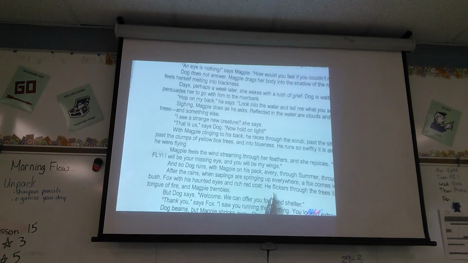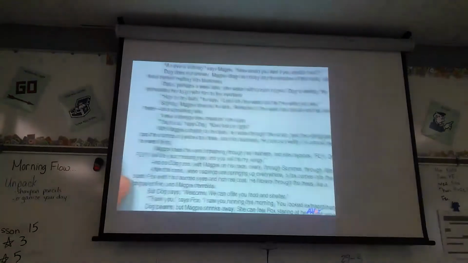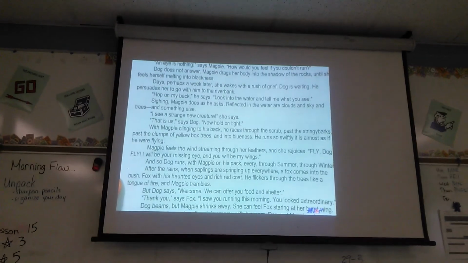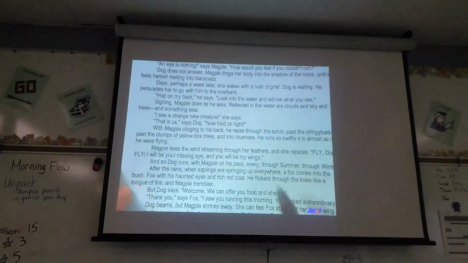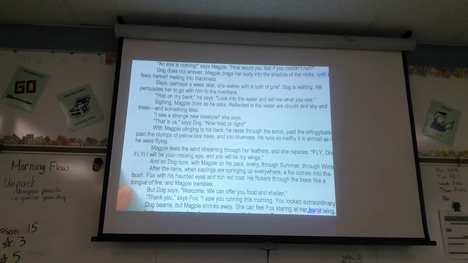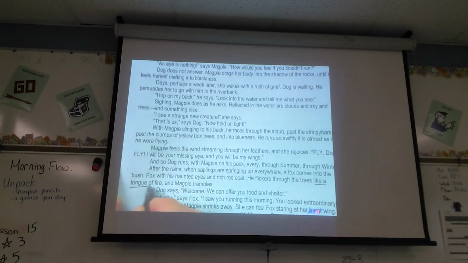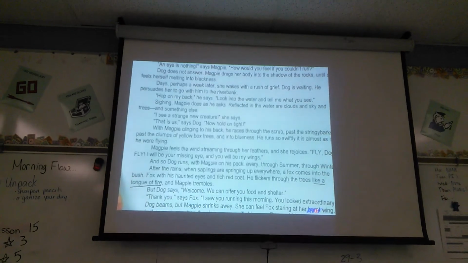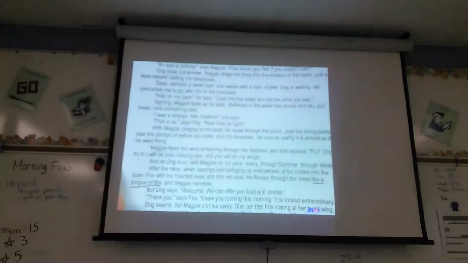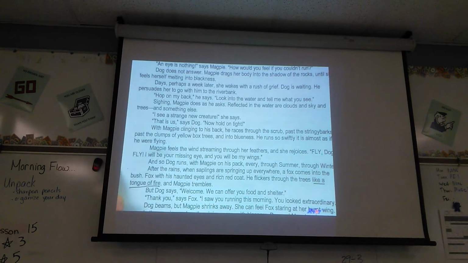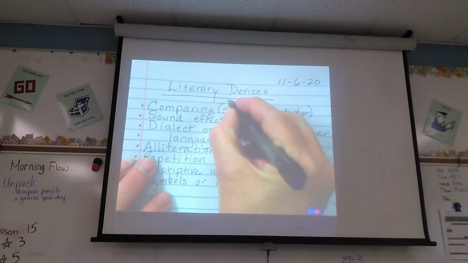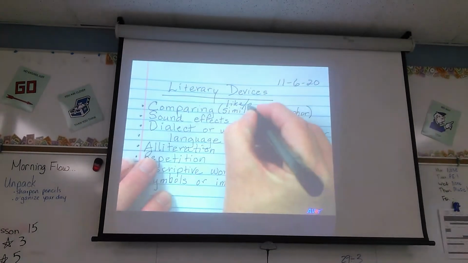If we go back to our text, where we have Fox coming in. If you can't see the board, you have your text in front of you. He flickers through the trees like a tongue of fire. That's a simile. Using the words like or as when comparing two different things. So we have like and as.